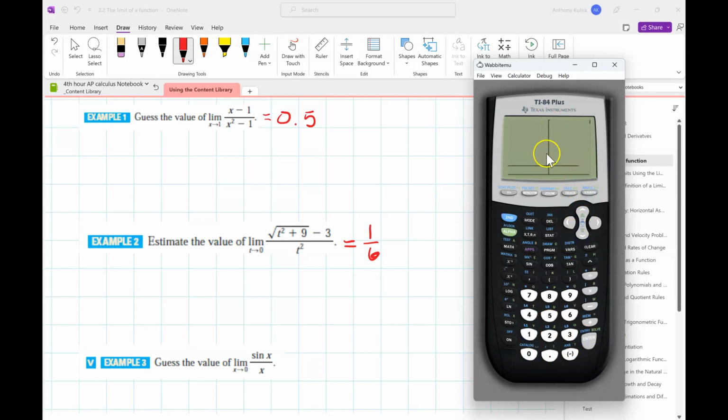So here's what I get. It looks like just a straight line. If I had turned off the axes, you can see the removable discontinuity right there. It was hiding on the axis, which is not surprising, because if I plug 0 in for t, I'm going to get 0 in the denominator, right?